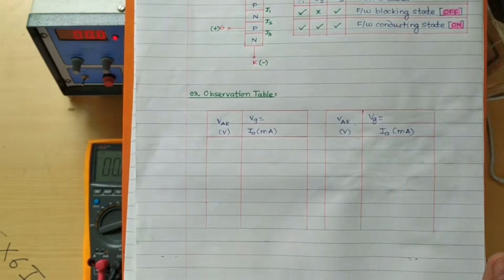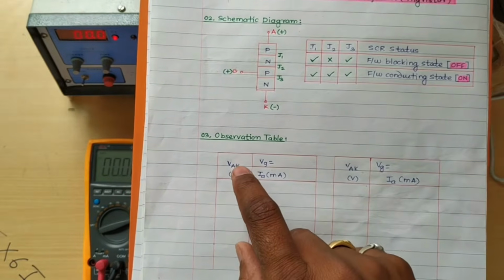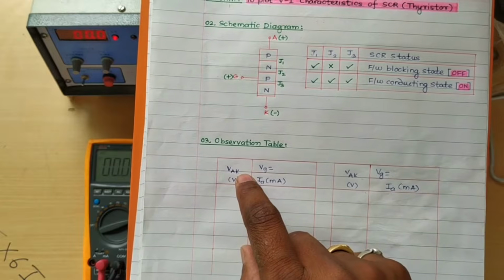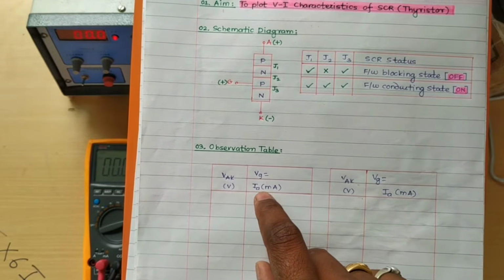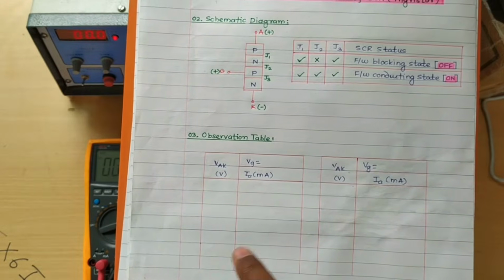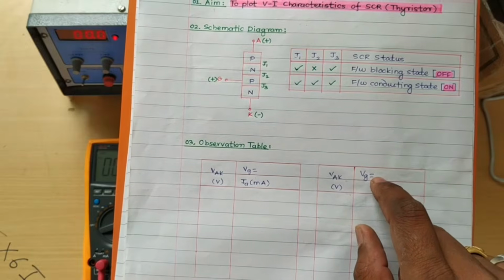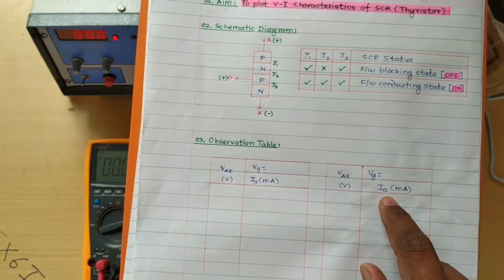So far as observation table is concerned, we will apply some voltage between anode and cathode. At that time we will set some value of gate voltage and we will try to measure anode current for various values of anode to cathode voltage. Then we will increase the gate voltage a little bit and again vary anode to cathode voltage and measure anode current.